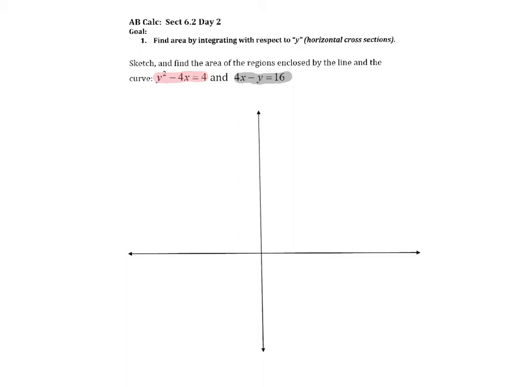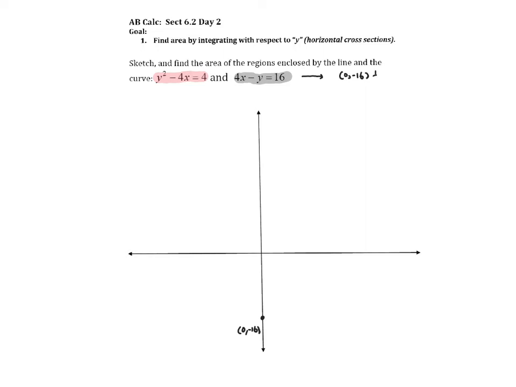So first we'll start with the linear function 4x minus y equals 16. What I'm going to do is two things here. First, I'm going to find some intercepts. So I'm going to plug a 0 in for x, and I get 0 minus y equals 16. So y equals negative 16. This will be the point (0, -16).